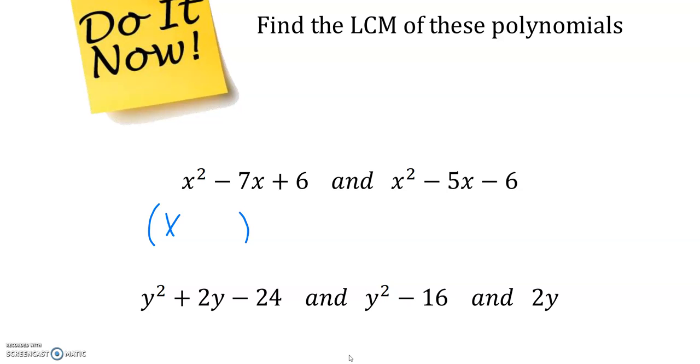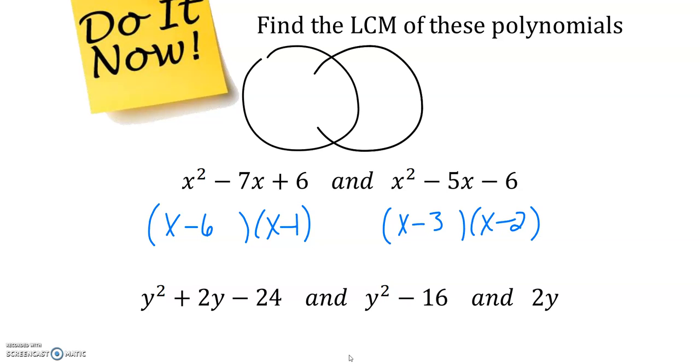So this one factors to x minus 6 and x minus 1. And this one factors to x minus 3 and x minus 2, because that multiplies to 6 and adds to negative 5. So then the question is, what's the least common multiple of these? We can draw a Venn diagram and see what they share. Well, actually, these ones don't share anything. So they have x minus 6 and x minus 1.